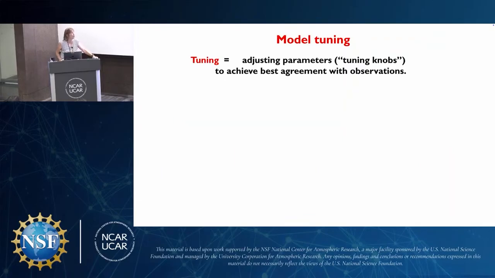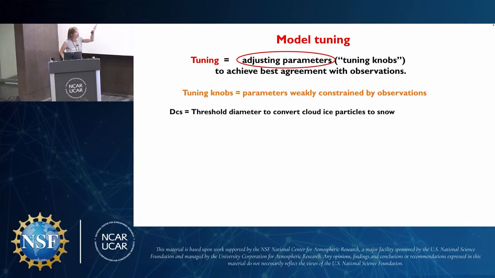Then basically tuning, you are going to adjust parameters, what we call in our jargon the tuning knobs, to achieve the best agreement with observation. Of course, when I talk about tuning knobs, it's parameters that are weakly constrained by observation. I'm not going to tune gravity or parameters that are really well established. But for example, a parameter that's not well established is what we call in the model DCS. It's a threshold diameter to convert cloud ice particles to snow.